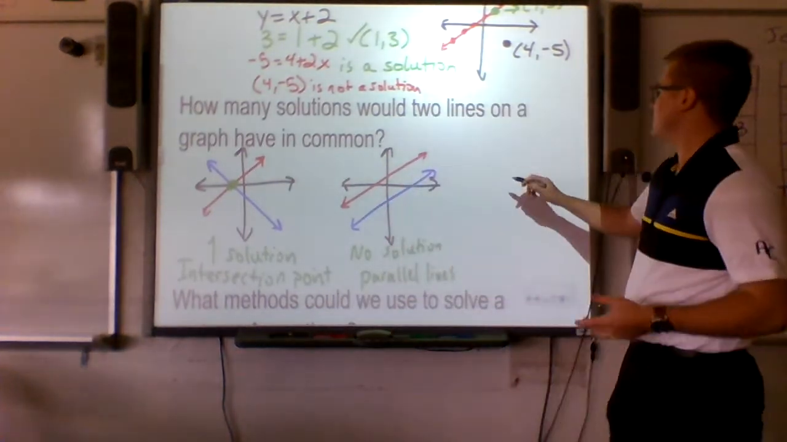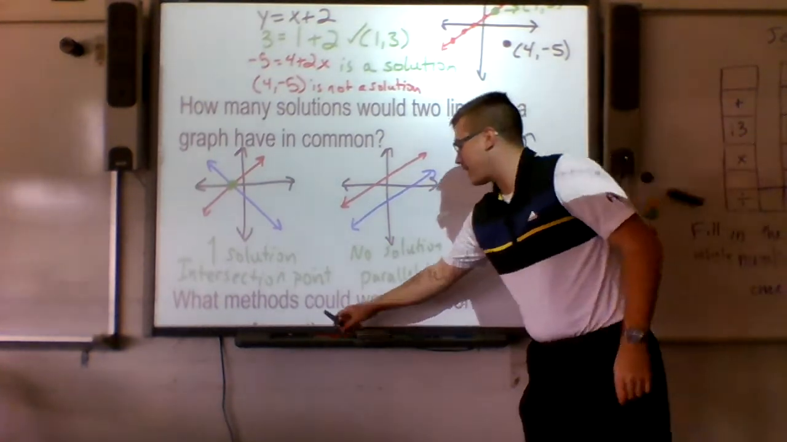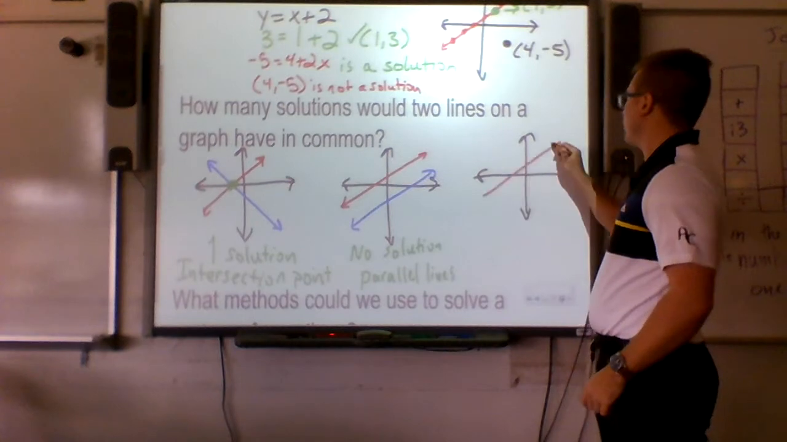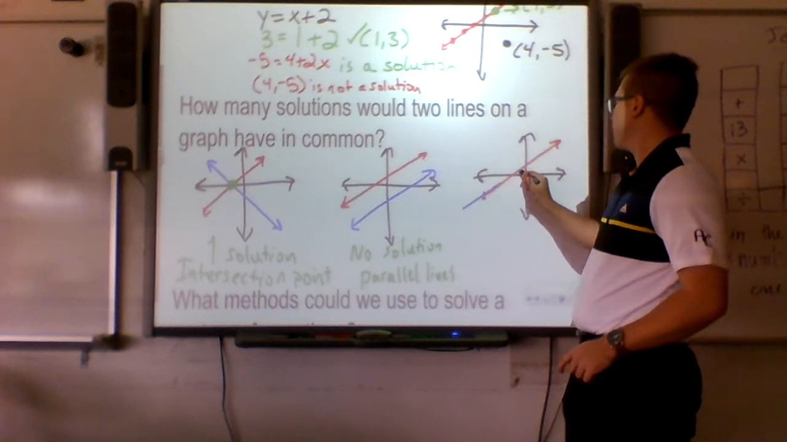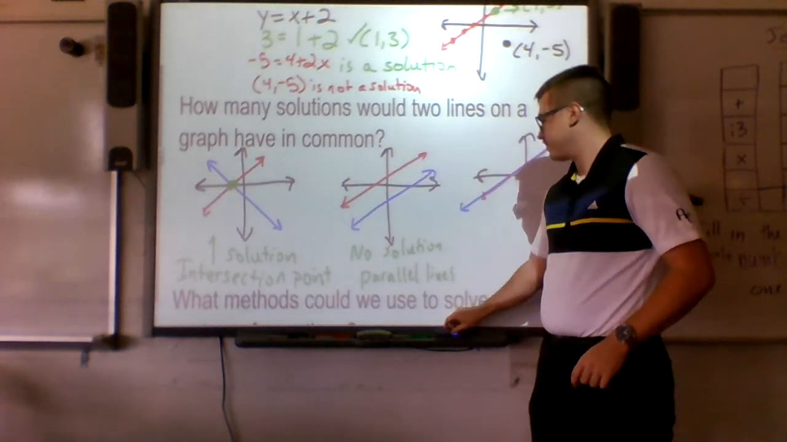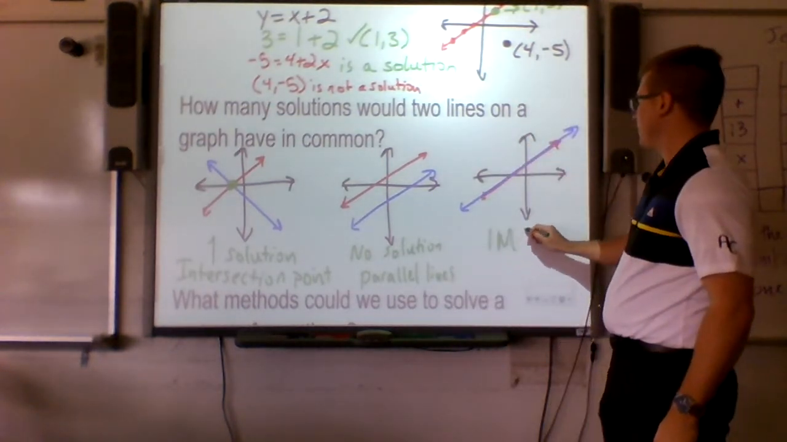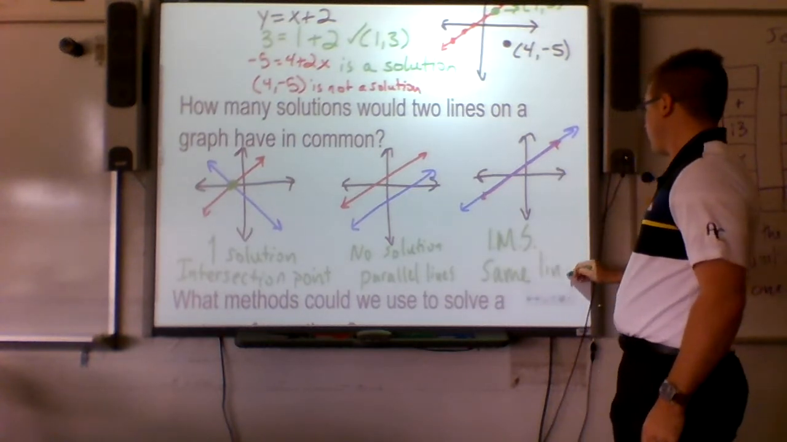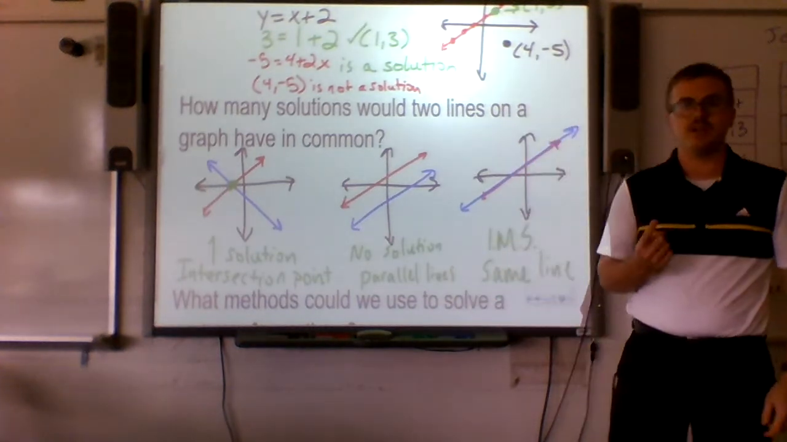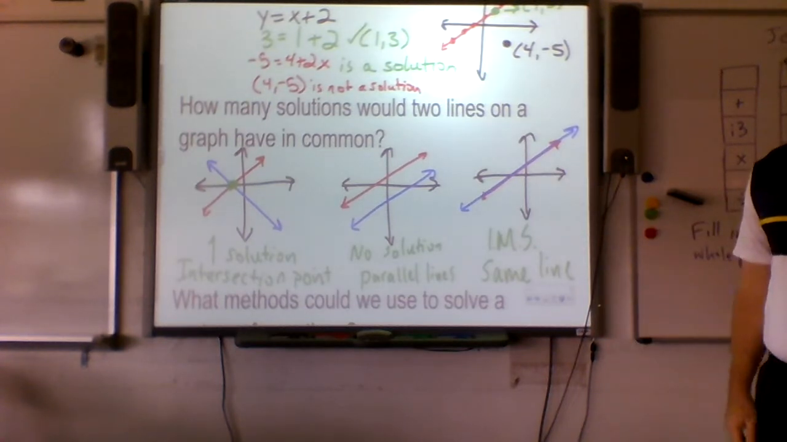And then the last option is a little funky. If I draw it on a graph, the last option would mean I would have one line going like this, and then when I go to draw the other line, it just ends up right on top of it. So those are our three options. This last option would mean that there are infinitely many solutions because they are the same line. So either it has one solution, it has no solutions in common, or it has infinitely many in common, meaning that the lines are right on top of each other.